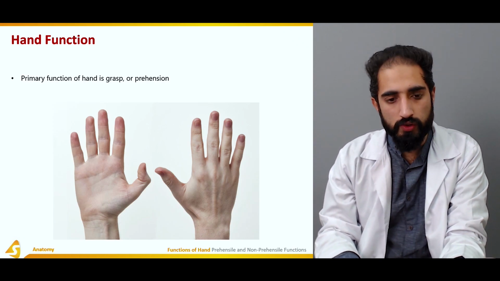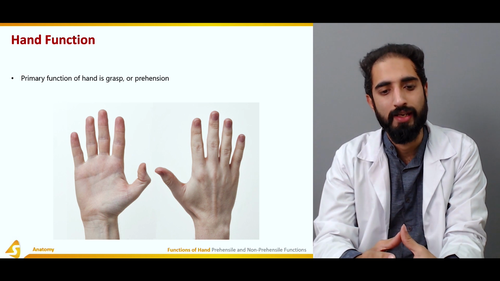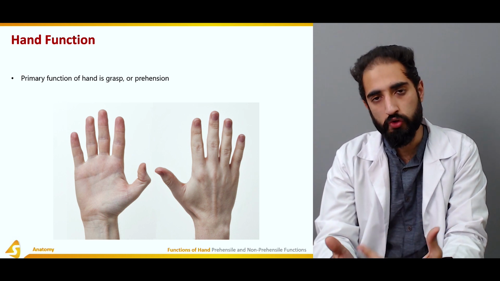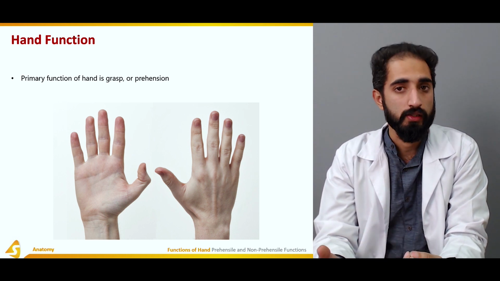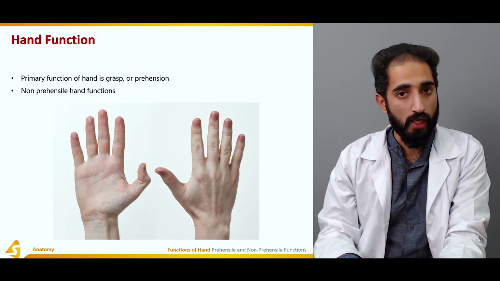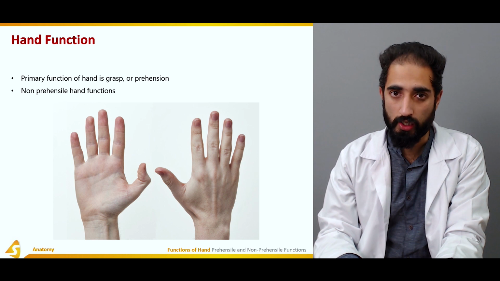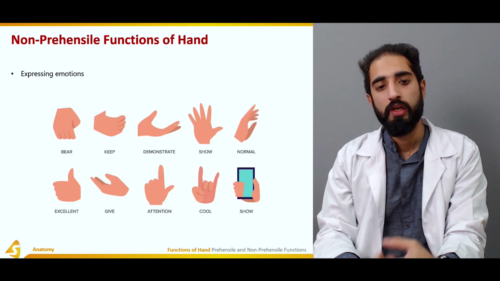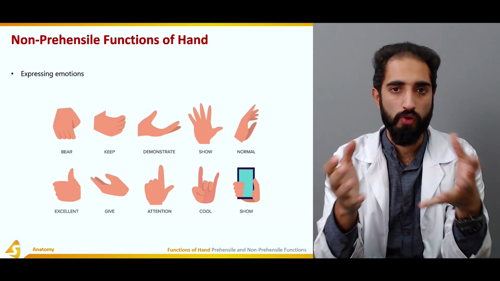What is the hand used for? The primary function of the hand is grasp or prehension, and that leads to the prehensile functions of the hand. But there are also non-prehensile functions of the hand, which we're going to take a look at in a moment. Non-prehensile functions of the hand are numerous.